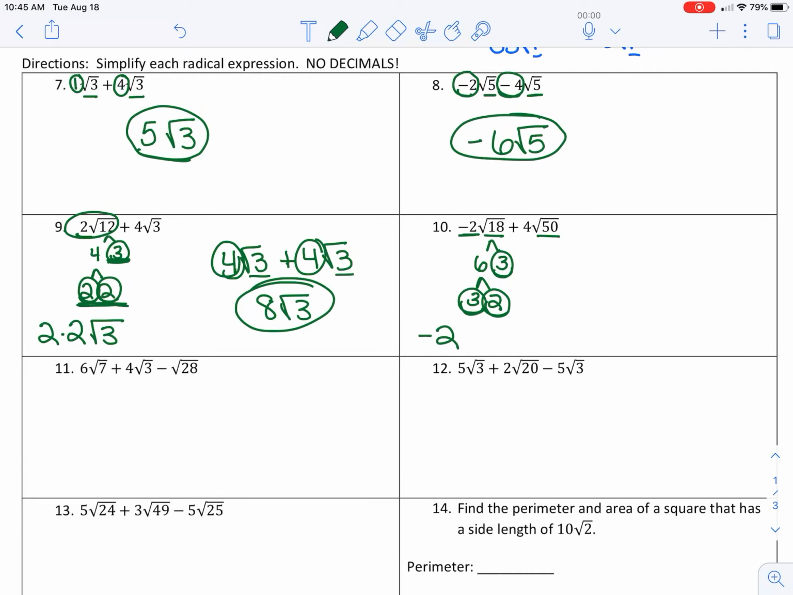I have a pair of 3s. They're not right next to each other, which is perfectly fine, but I do have this pair of 3s right here. So I'm going to go ahead and bring one of those out. And then my loner 2 here is going to stay inside. So if I take the negative 2 times the 3, I get negative 6 root 2.